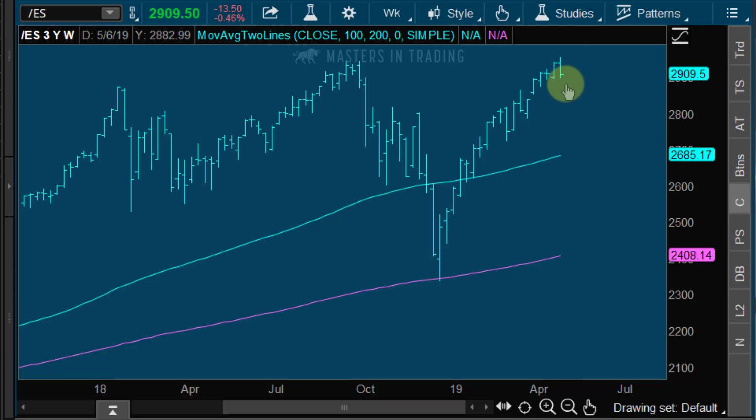I wouldn't be surprised if it goes down there and tests it. I'm guessing it holds, but if it doesn't hold, expect that 2,900 level to become massive resistance. Just like right now, it's massive support. Keep it simple, guys. You can see, very basic. Just make sure you're in front of those weekly highs and lows.